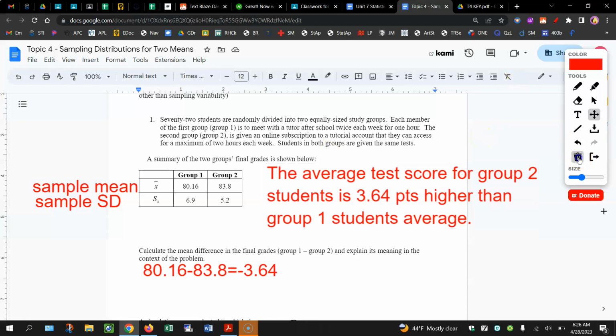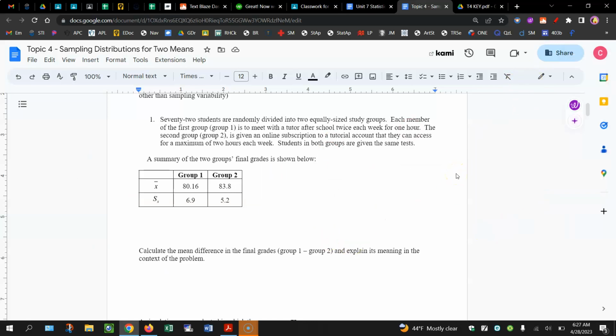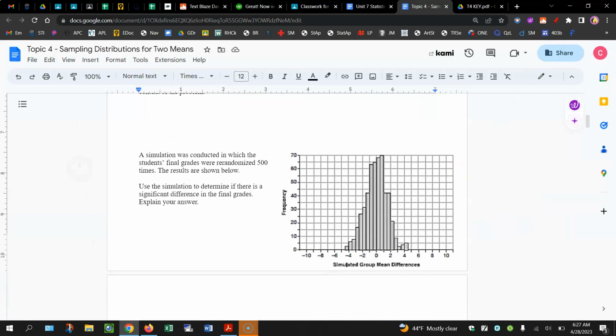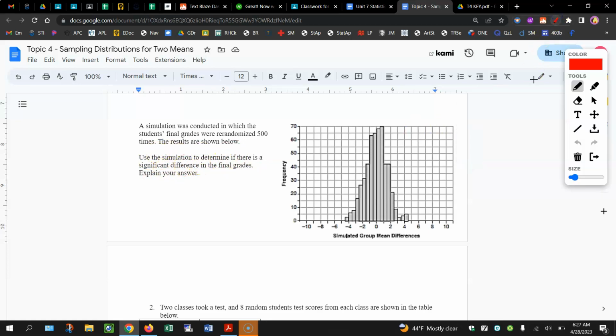The second part of this is now going on to say we want to figure out, based on the simulation, they re-randomized the students' final grades 500 times. So basically, they took all the students' grades and just randomly put them into two groups of 36 and looked at the differences. And we want to know if there's a significant difference in the final grades that we saw in our experiment. So what we're going to do is look at negative 3.64 or less.